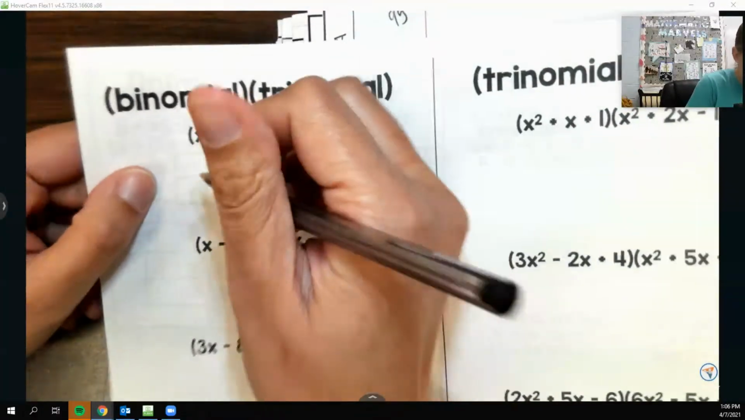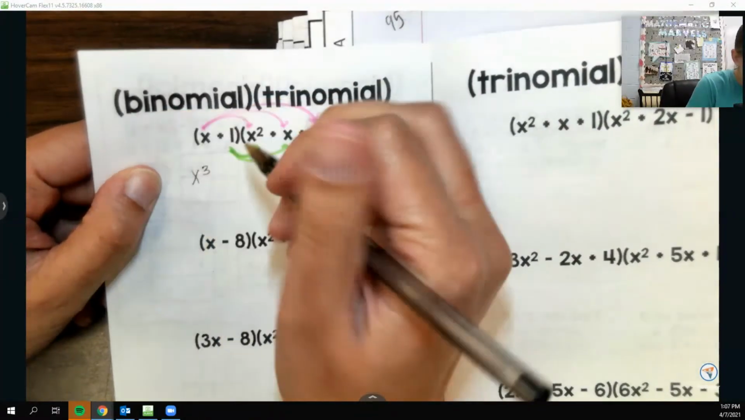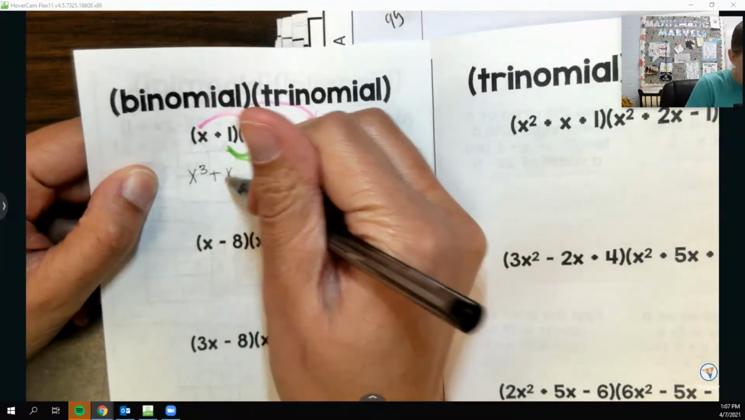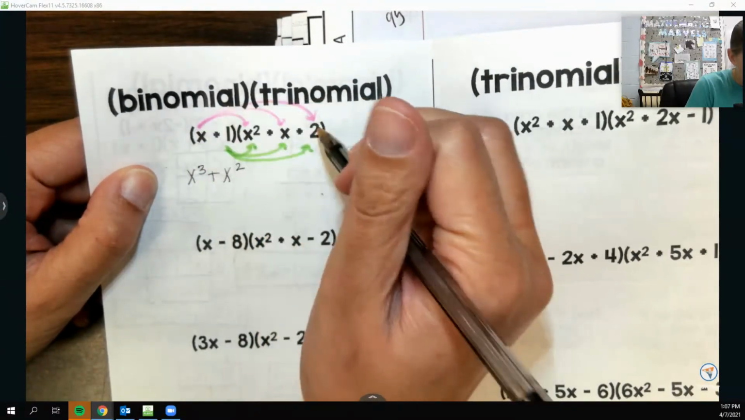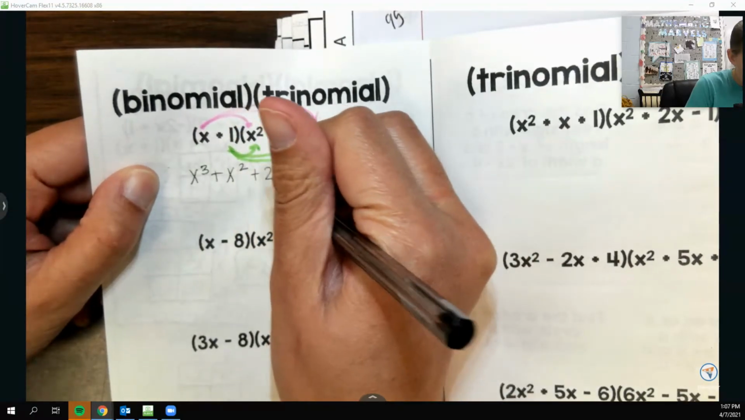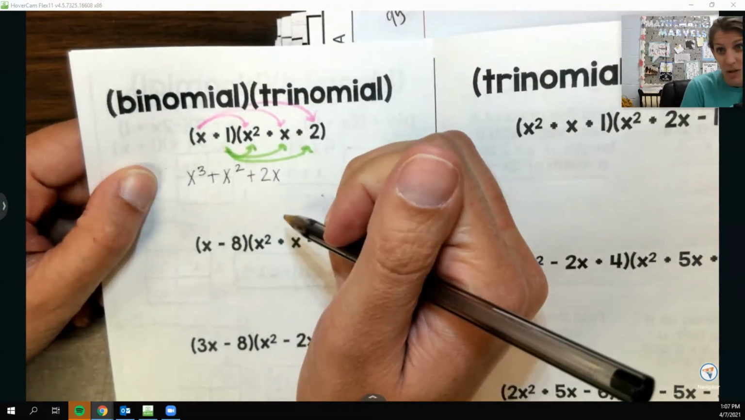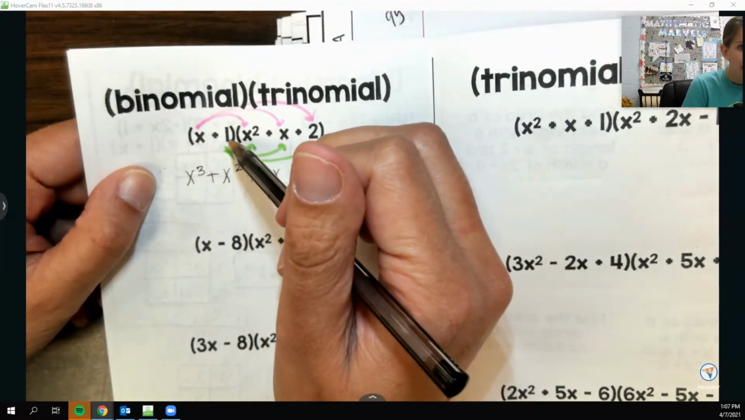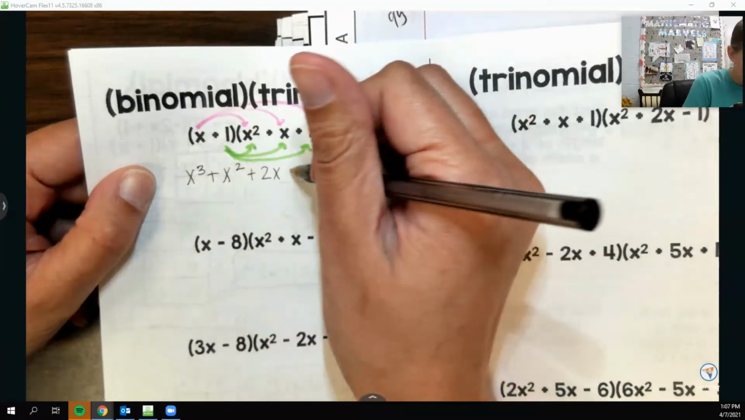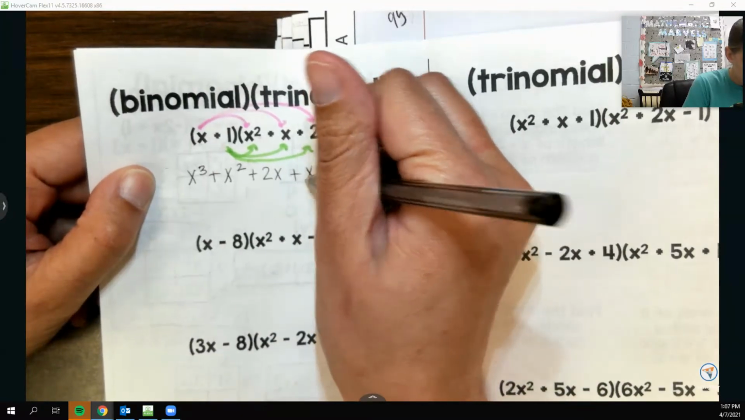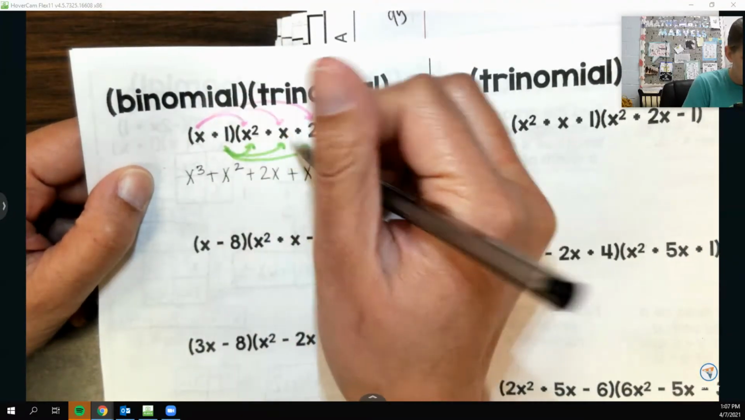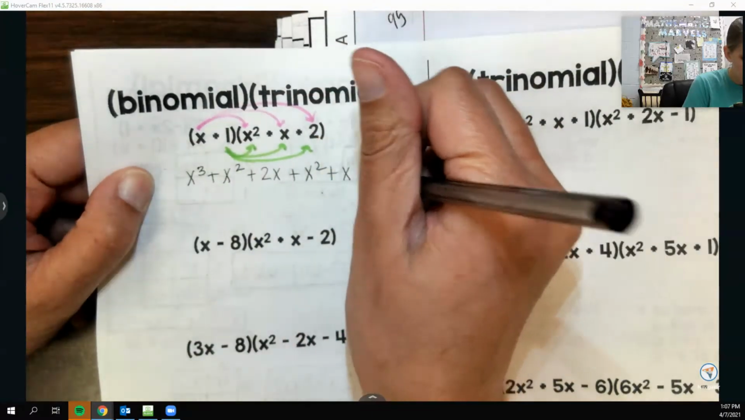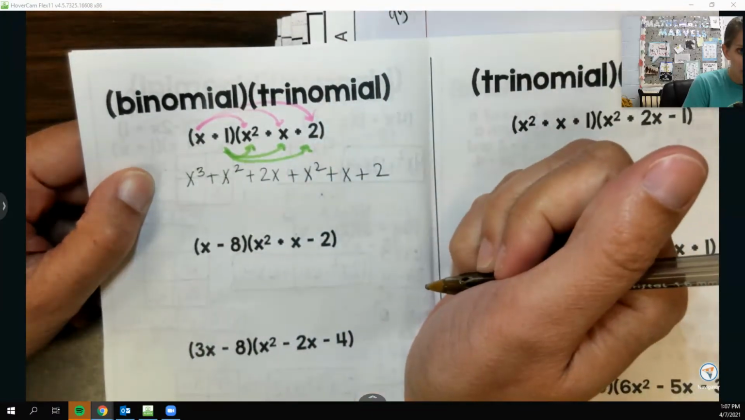So x times x squared is x to the third. X times x is x squared. X times 2 is 2x. And they're all positive, so plus. Then I go to the 1, and I do 1 times x squared, so 1x squared. 1 times x, so x. And 1 times 2, so 2.